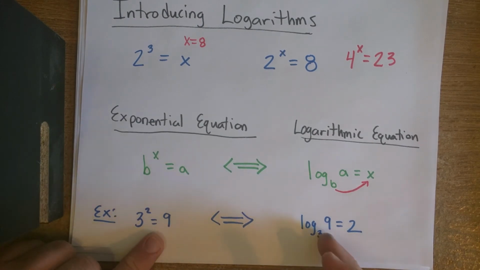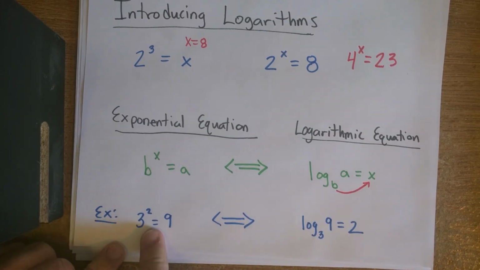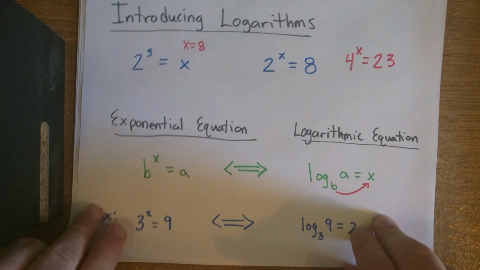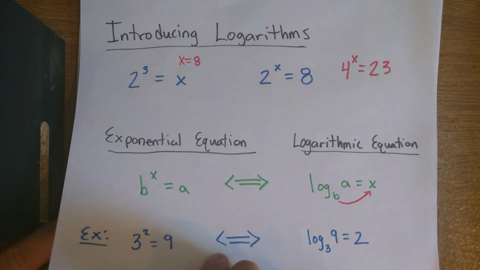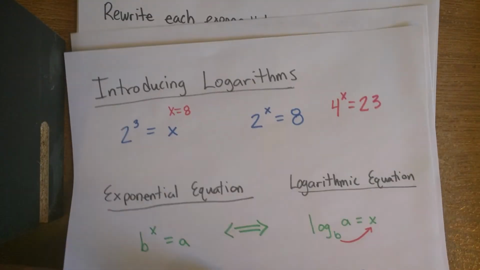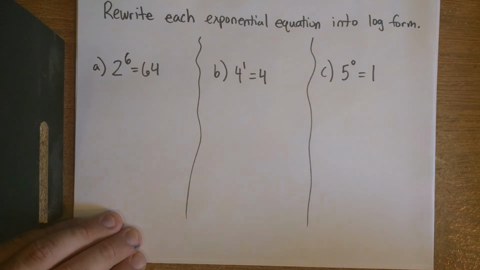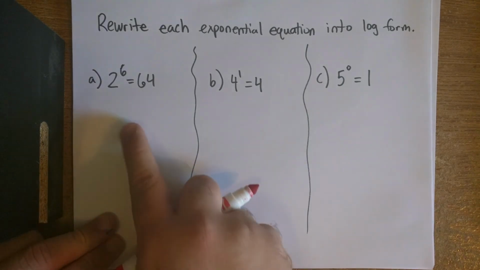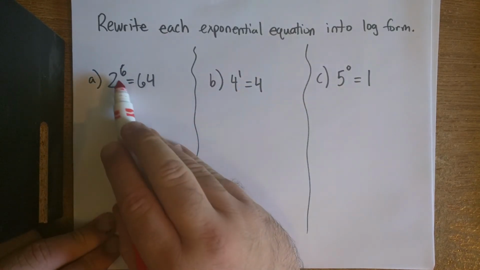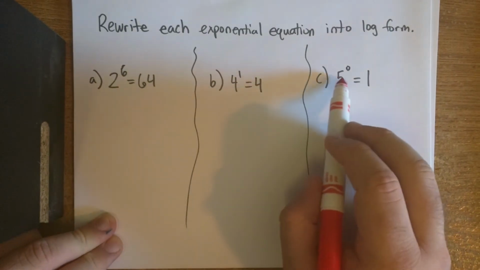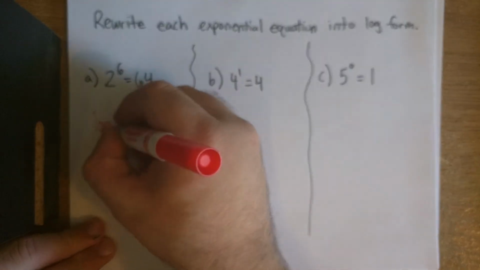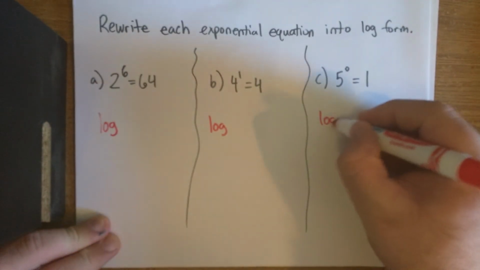The reason why we use logs also is, see how here we have an exponent? A logarithm is just a way of writing an exponential equation so that we no longer have an exponent, which is useful in some cases in math. So I'm just going to do a few examples with you guys, and we'll stop there. So we're going to rewrite each exponential equation into log form. If you look at each one of these, they all have an exponent. Here's an exponent of 6, here's an exponent of 1, and here's an exponent of 0. We're just going to rewrite this into log form. So each of these should have a log. So I'm just going to go ahead and do that now. They all have a log.